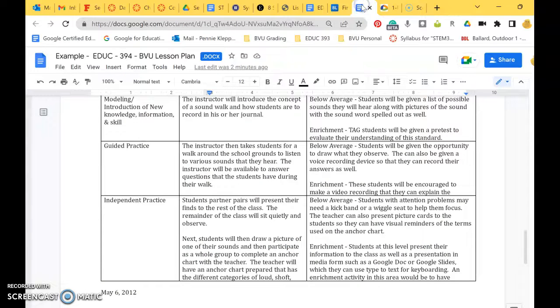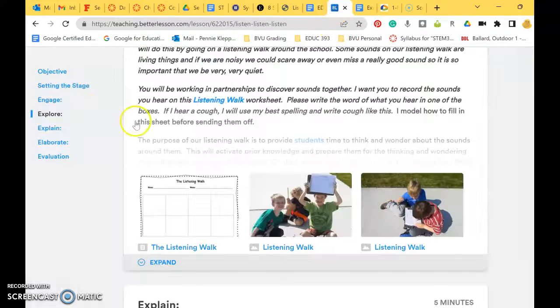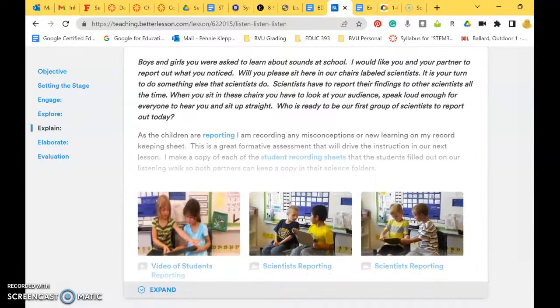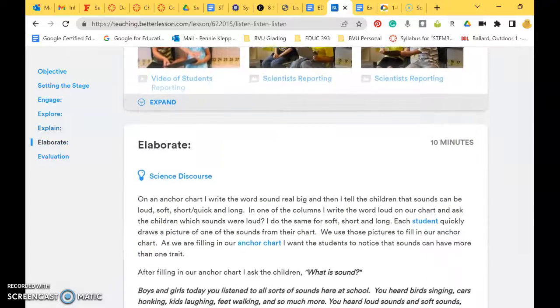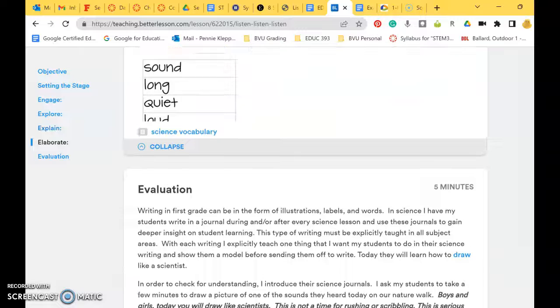And the next portion comes through the explain part, and that's in the independent practice. They're going to share their results, and then they'll draw an anchor chart. And if you look right here, that goes down to explain. And then it even has pictures of kids reporting their information. And then the anchor chart is explained here as well, and it shows an example.